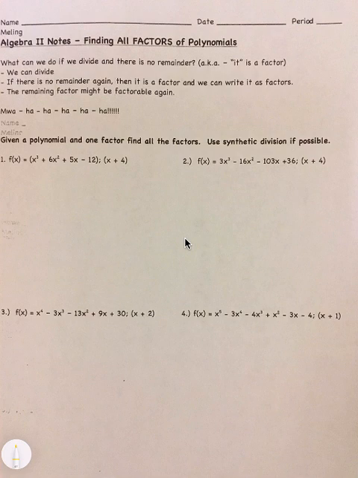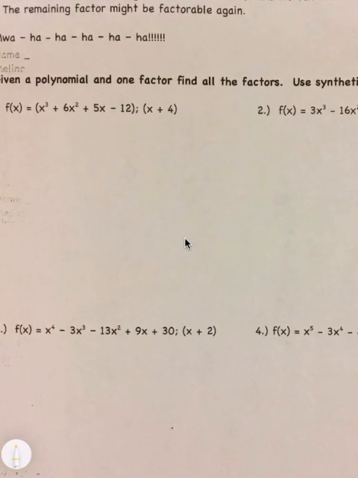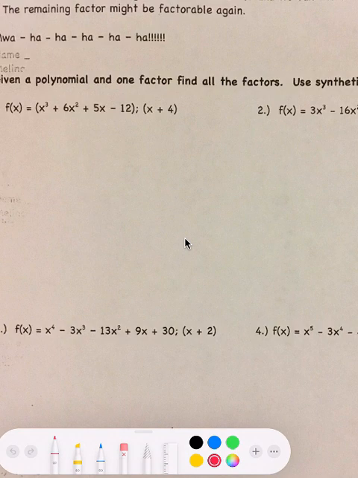So we want to use synthetic division if at all possible when we're doing this. So we're given a polynomial and one factor. We want to find all the factors, and then I'm just also going to show you how to find the zeros. So let's look at this first one. We have x cubed plus 6x squared plus 5x minus 12. And we know x plus 4 is one of the factors.